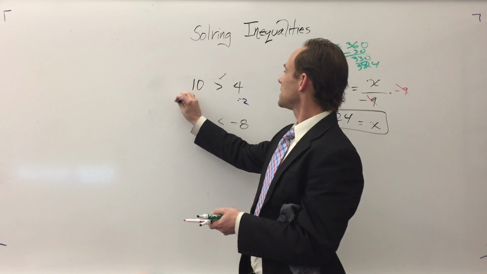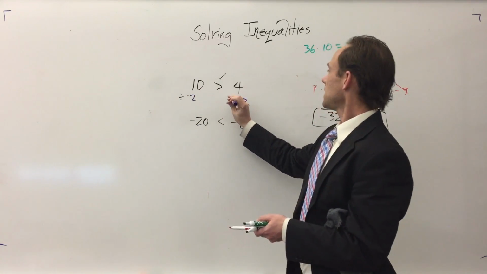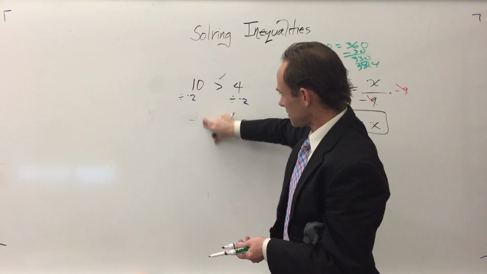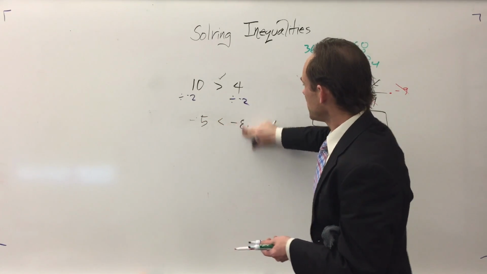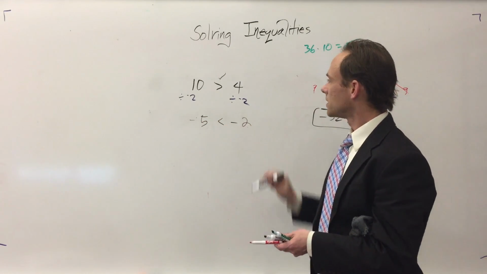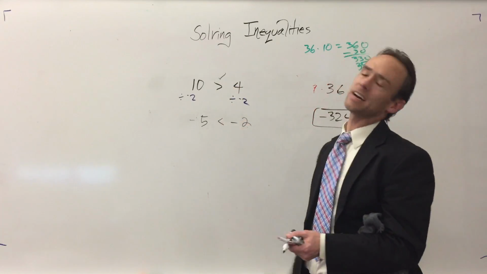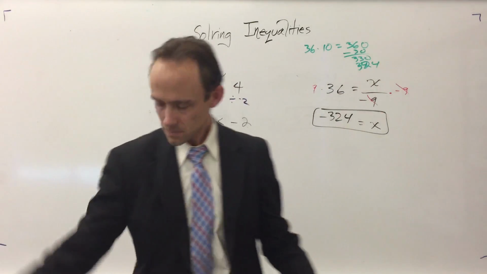If I divide by a -2, right? I'll divide by a -2. Now over here, I'm at -5. Over here, I'm at -2. And -2 is larger than -5. So again, I've got to flip that inequality.